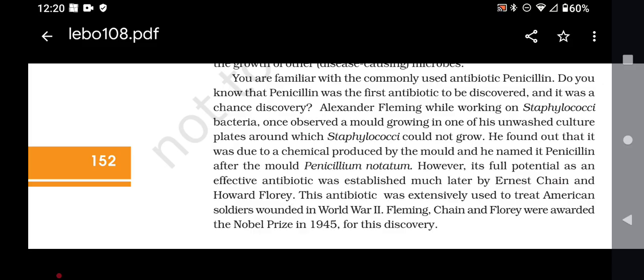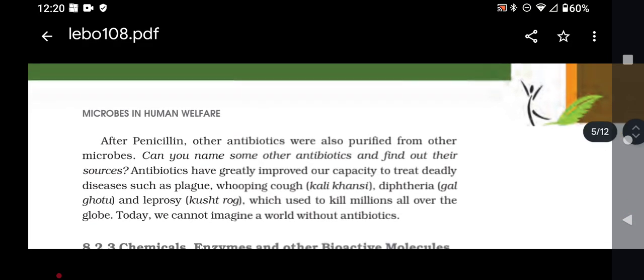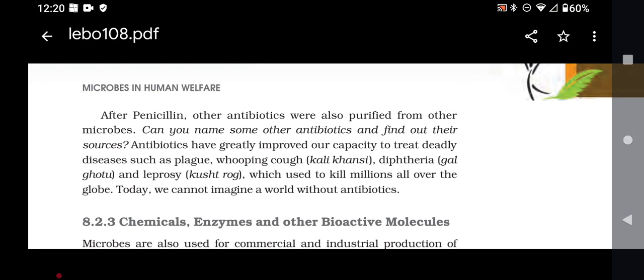Fleming, Chain, and Florey were awarded the Nobel Prize in 1945 for this discovery. After penicillin, other antibiotics were also purified from other microbes. Can you name some other antibiotics and find out their sources?